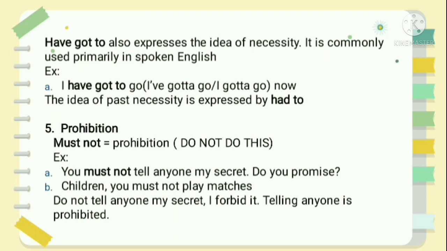Jadi must not di sini digunakan untuk mengungkapkan suatu larangan. Seperti contoh A dan B, as you can see here.